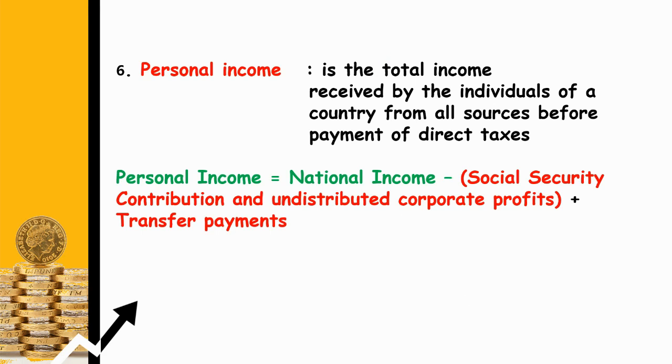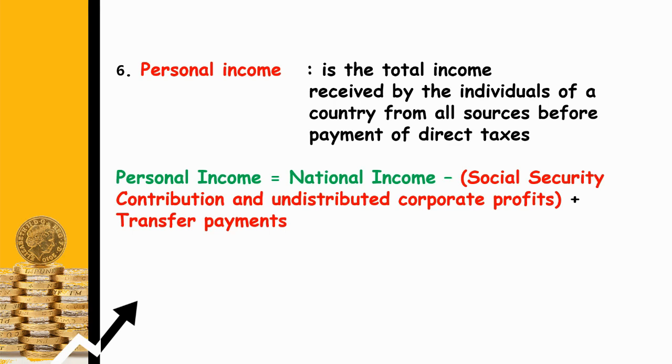Personal income. Personal income is the total income received by the individuals of a country from all sources before payment of direct taxes in a year. Personal income is never equal to the national income. Why is it not equal to the national income? Because the former includes transfer payments, whereas they are not included in the national income. See, transfer payments like profit, taxes, employees' contribution, social security schemes, all these are transfer payments which are not included in the national income.